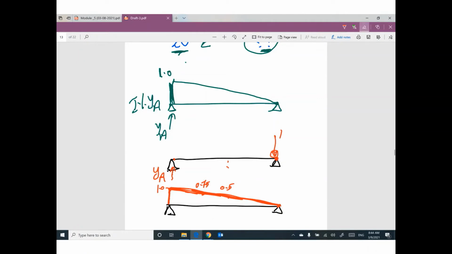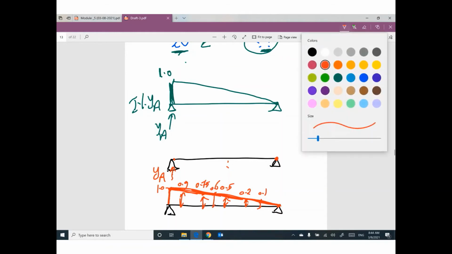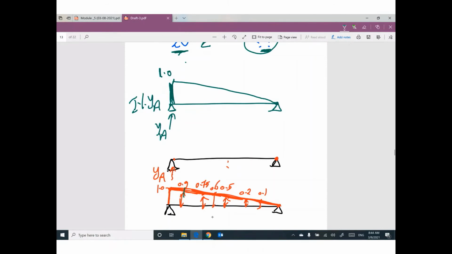This triangle represents values. We have a value here 0.9. We have a value here 0.1. We have a value here 0.2. We have a value here 0.6, for example. What is the meaning of this value? I can tell you, 0.9 represents reaction at YA if the unit load is here.